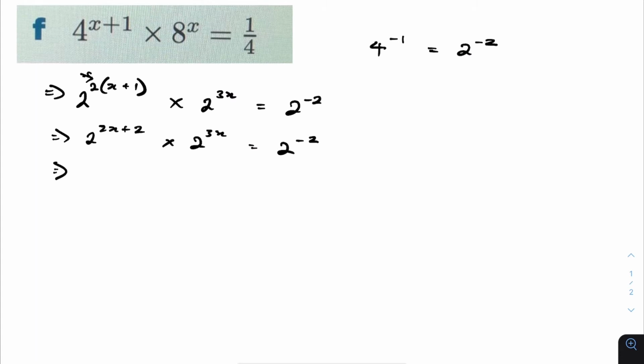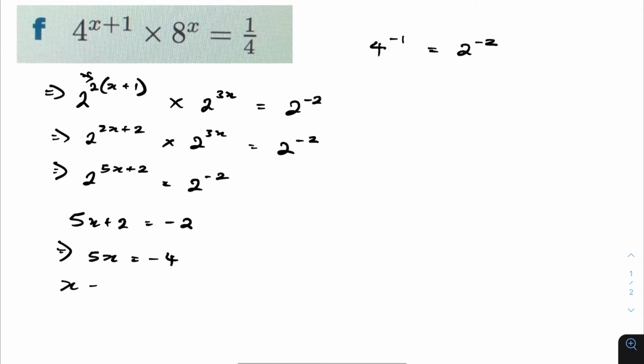And we can use indices laws to add up the exponents here, because there's a multiplication sign, which will make it 2 to the power of 5x plus 2 is equal to 2 to the power of negative 2. Now we just need to solve for 5x plus 2 is equal to negative 2, because we need to equate the exponents, which means that 5x is equal to negative 4. So x is equal to negative 4 over 5. And that's our final answer.